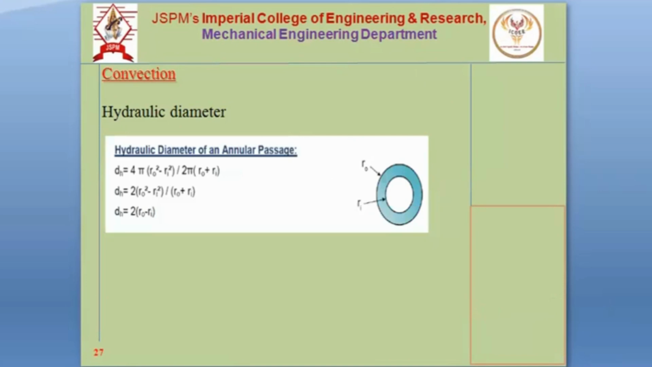Now here I have shown one example of how to calculate hydraulic diameter. Ri is the inner diameter, Ro is the outer diameter. So we take 4A by P. That is 4 times pi times (Ro squared minus Ri squared) divided by the perimeter, which is 2 pi Ro plus 2 pi Ri. If you simplify, it becomes 2 times (Ro minus Ri), if your flow is inside the annular passage.